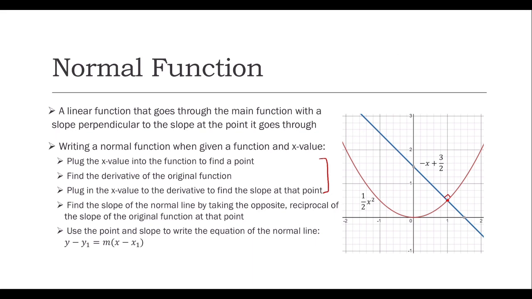So if your original function had a slope of 1/2, you'll flip that fraction, so it'll be 2/1, which is just 2, and then you'll use the opposite sign, so it would be -2. So then that will be your slope for your normal function, and you'll use your point and that slope to write an equation of the normal line, and then you'll solve that line for y.